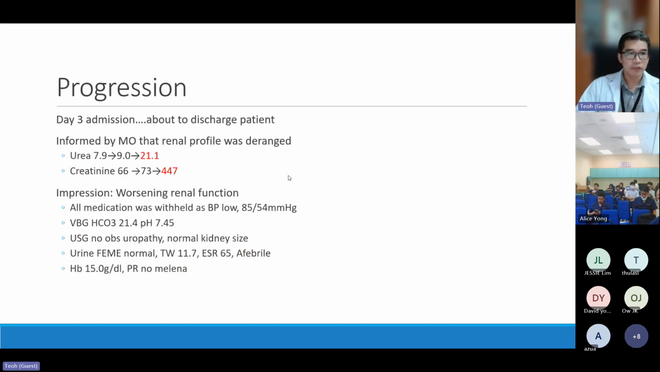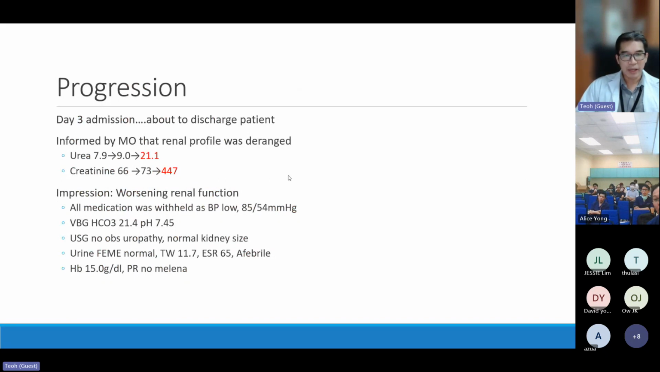So about the discharge on day 3, suddenly your medical officer calls you up to say the patient's kidney function doesn't look good. Why? Because the urea is on an increasing trend. Day 1, 7.9, day 2 is 9, and day 3 is 21.1. Creatinine also rose from 66 to now 447. This is definitely a significant jump. And of course, your medical officer is very competent. He says this is worsening kidney function and stopped all the medication because the BP is a bit low at this time, 85/54 millimeters of mercury.